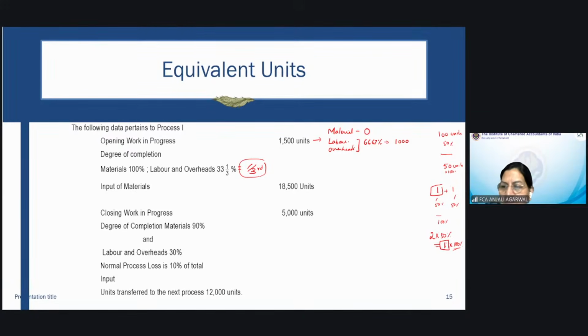So this is equivalent to one unit, one chapter 100% complete. Your efforts are as much. So on 1,500 units, as you had already completed one-third of the job, that's equivalent to 500 units 100% complete. And in this period, you have to complete the remaining 66.67%, which is equivalent to as if you are completing 1,000 units from scratch.